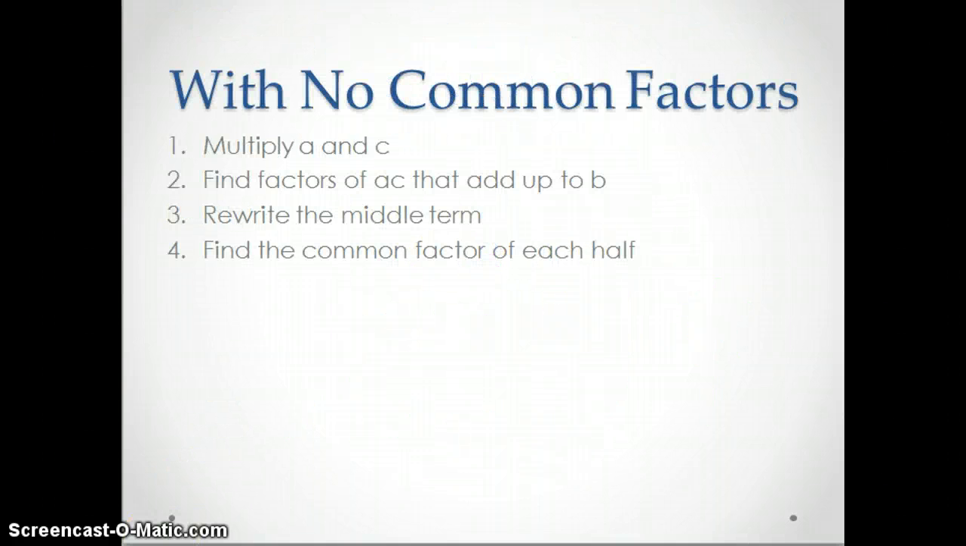But what do we do if there aren't any common factors? So if we have an equation of the form ax squared plus bx plus c, and there's no number that goes into a, b, and c. And a is not 1. Okay, so we've got some coefficient in front of our x.